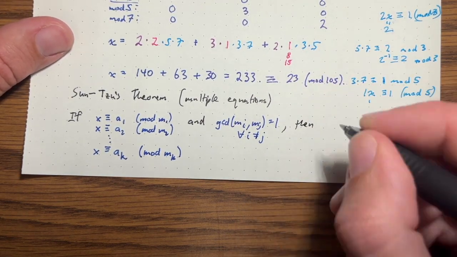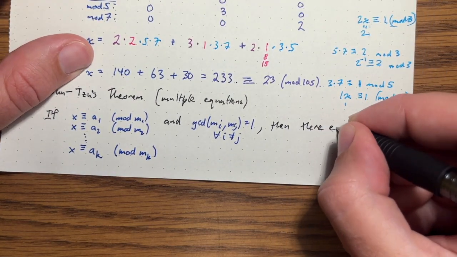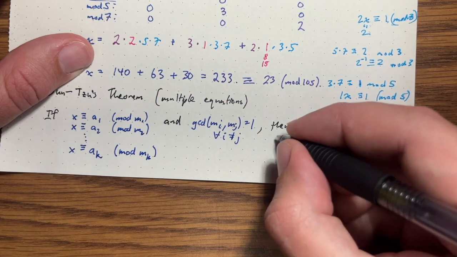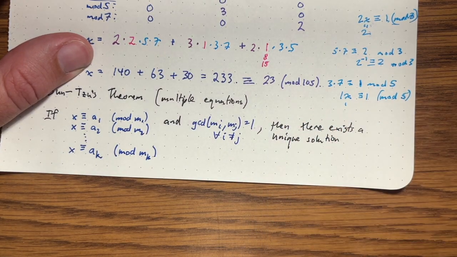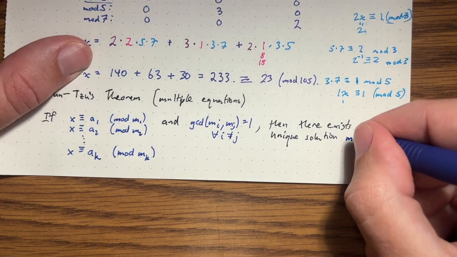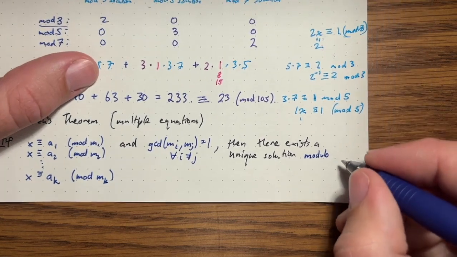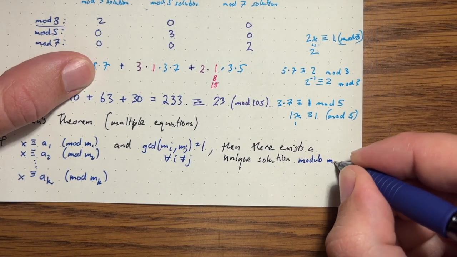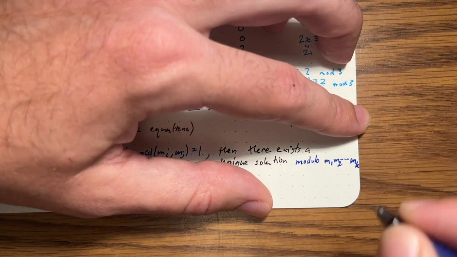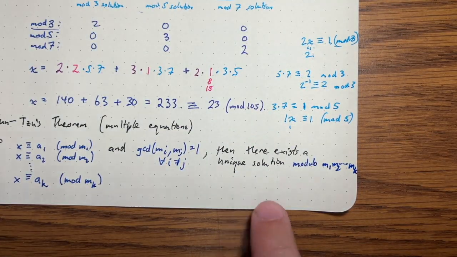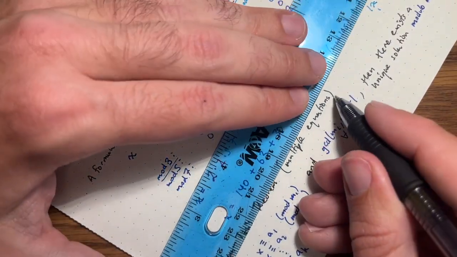The conclusion is the exact same as before, and there exists a unique solution modulo. What should it be? It should be the product of all the moduli. So m1, m2, ... take a product up to mk. Okay. So that's a more general version of Sun Tzu's theorem.